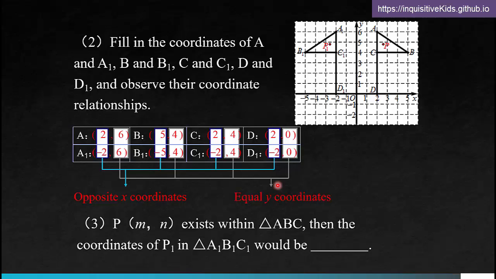So point P exists within triangle ABC. If that's true, then what would be the coordinates of P1 in triangle A1B1C1? Well, this means that P and P1 will have to be symmetrical about the y-axis. And according to the patterns right here, we know that the x-coordinates have to be opposite, meaning that M is negative M, but N is still N since the y-coordinates are the same.